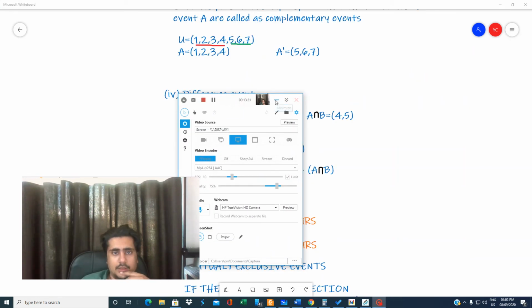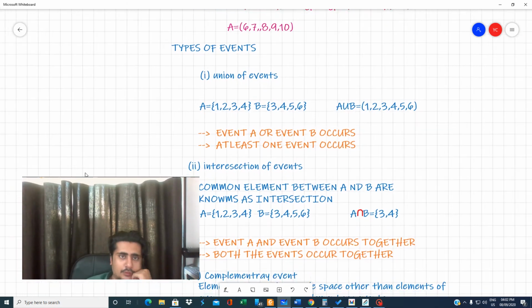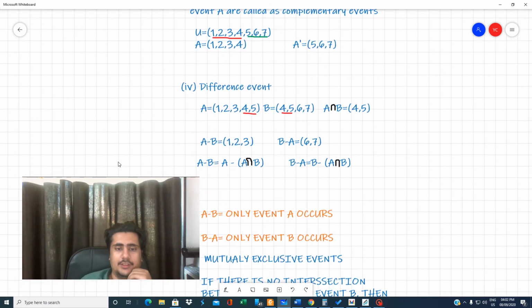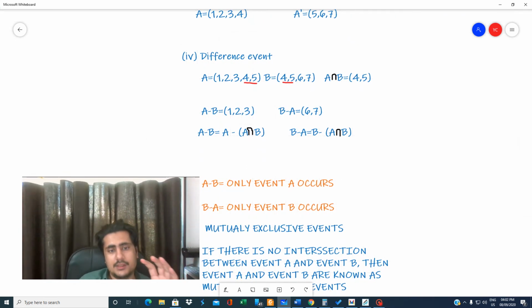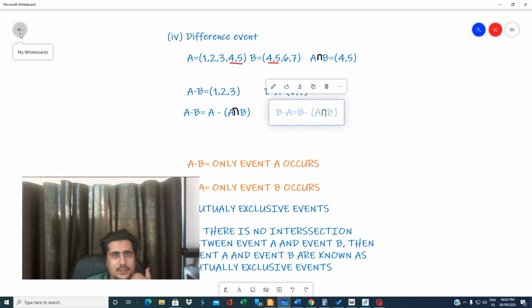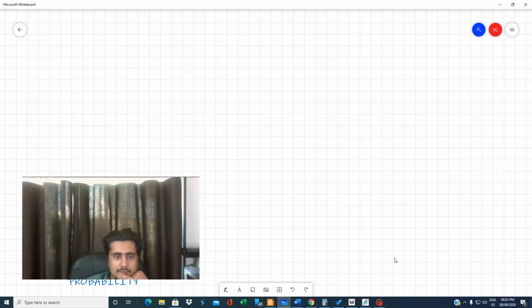We have done a list of events. Okay, if you remember, these are the types of events, and in this we have done a type called difference event. There were two different events: A minus B and B minus A. A minus B means only event A occurs, and B minus A means only event B. The formula of A minus B was A minus intersection, and the formula of B minus A was B minus intersection. Okay, so this thing I taught you. Now this thing will apply here.